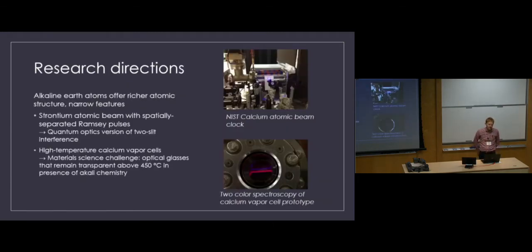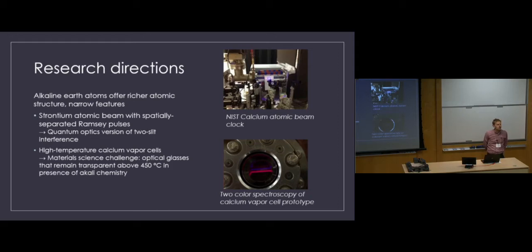One other research direction that I've pursued in the past is to try to make a vapor cell of calcium and strontium atoms. Calcium and strontium have the right atomic structure for making good atomic clocks, which is, as you've probably figured out, the thing that I've done in the past. But the problem is they have really, really low vapor pressure.